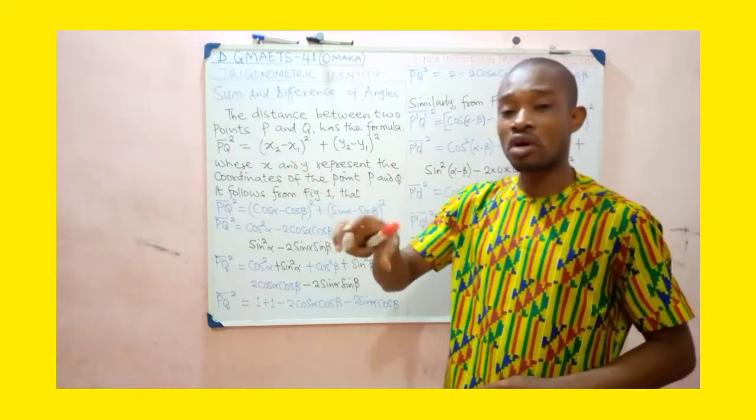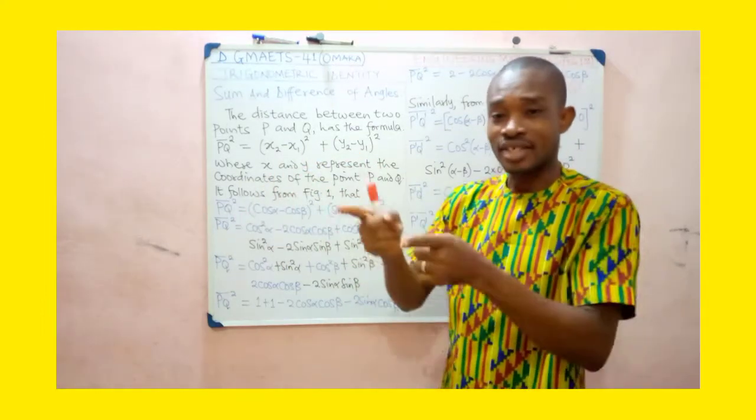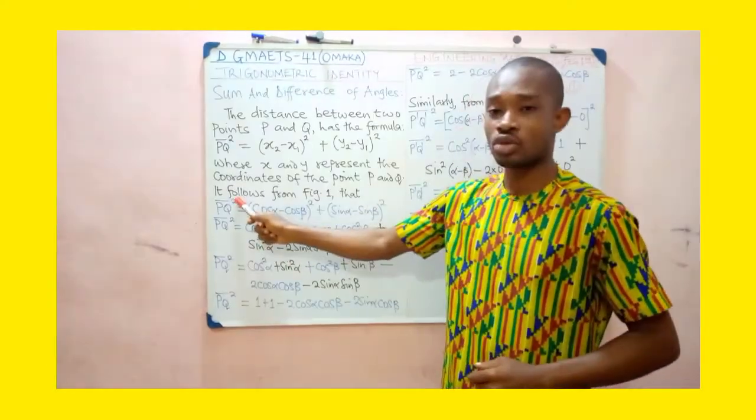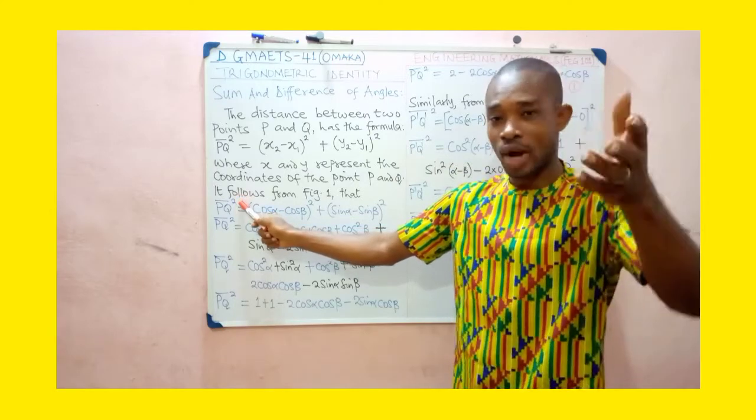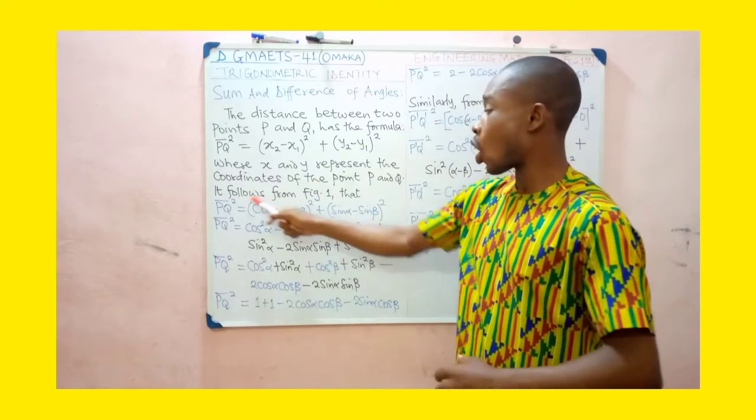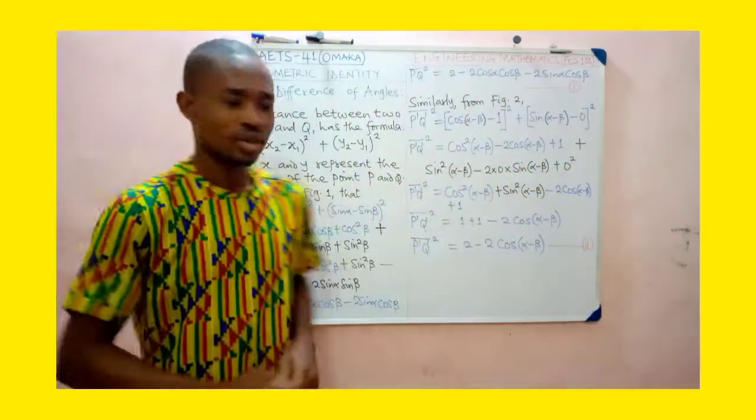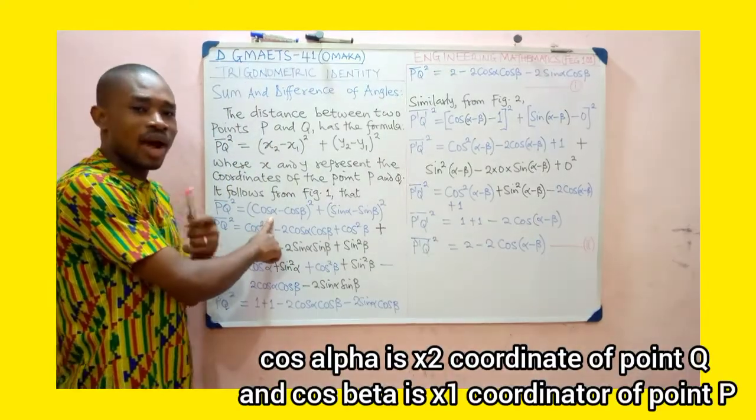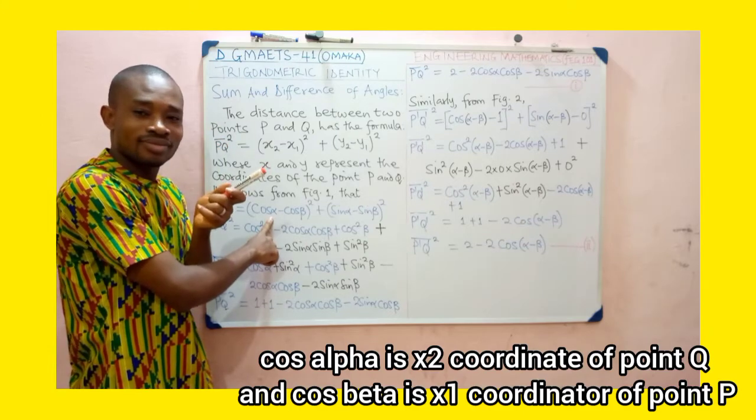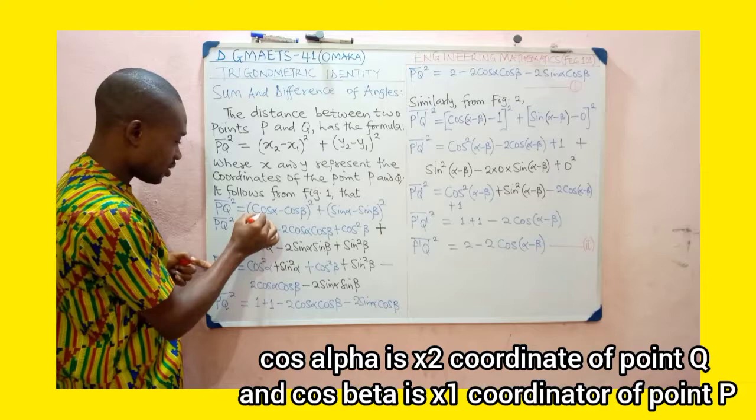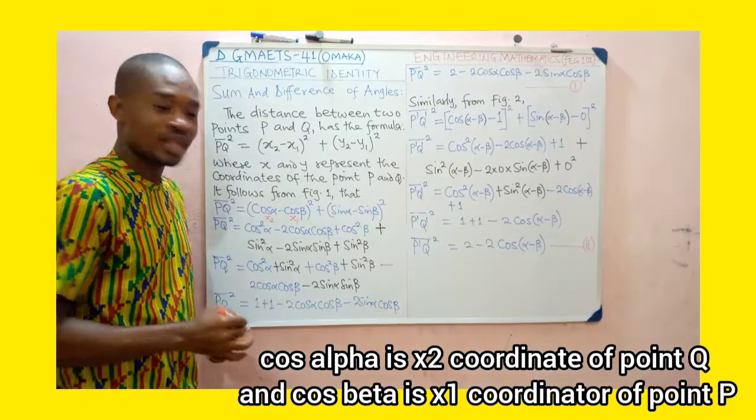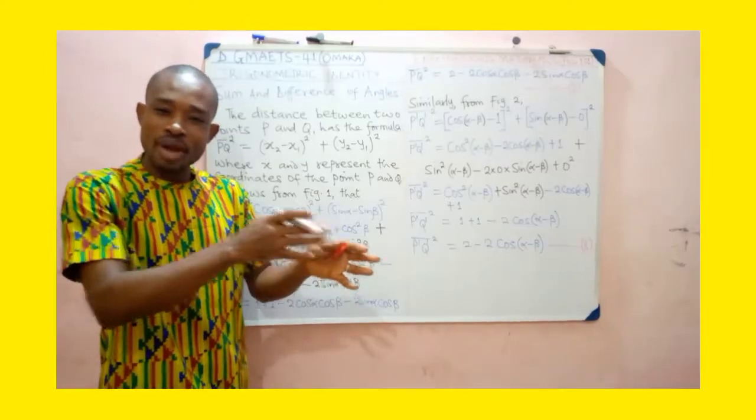The arc length PQ of our figure 1 would have the distance between it as this. PQ raised to power 2, that's the arc length now squared, will be equal to cos alpha minus cos beta all squared. Remember, this cos alpha is our x2 coordinate. That is the coordinate of point Q of that figure 1. So this is like x2 and this is x1. Then plus y2 minus y1.